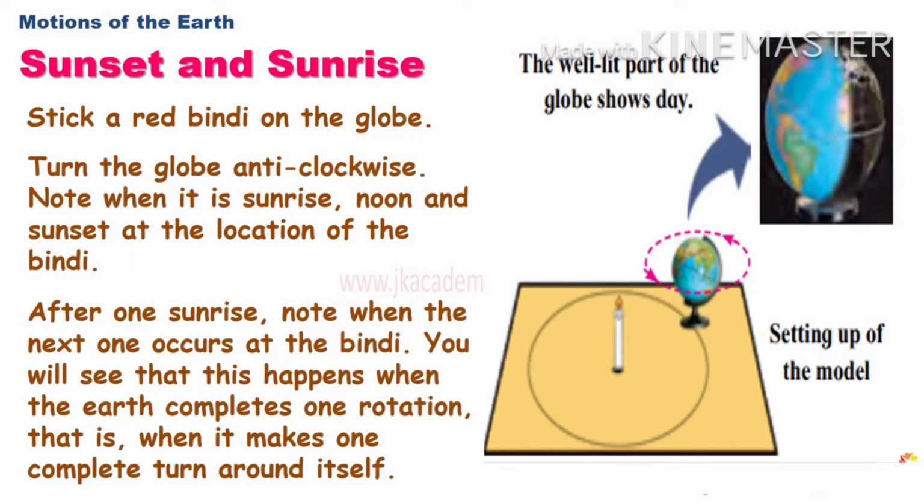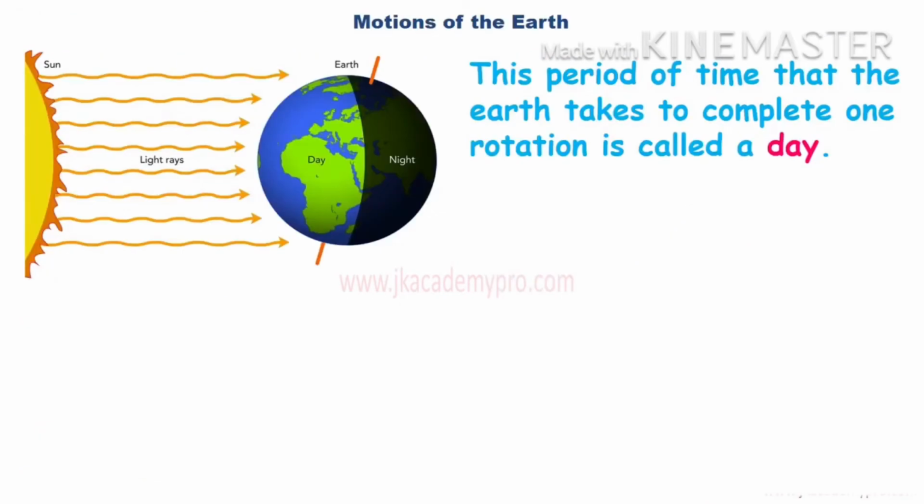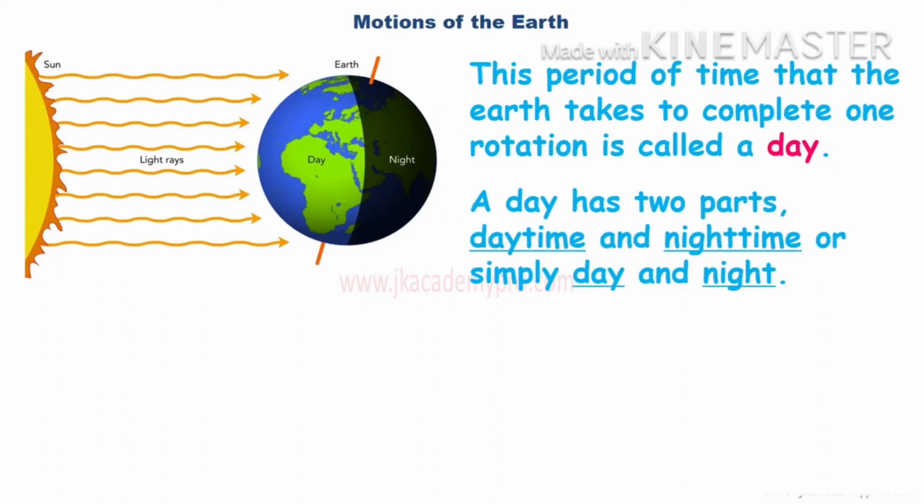This was the concept of sunset and sunrise. After performing this activity and understanding this, I think you get what is meant by sunset and sunrise. Now, the period of time that the earth takes to complete one rotation is called a day.